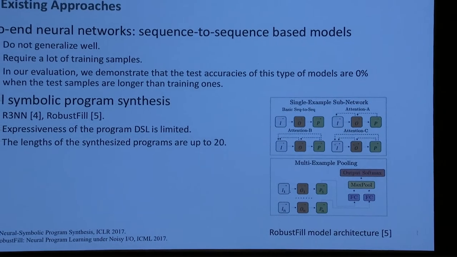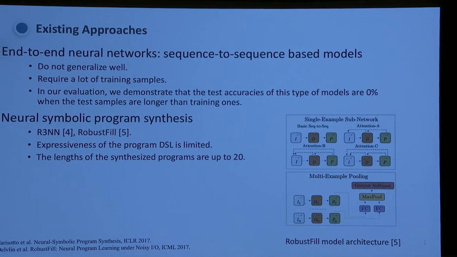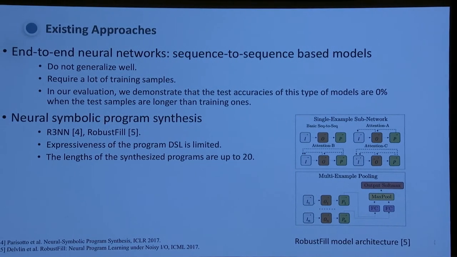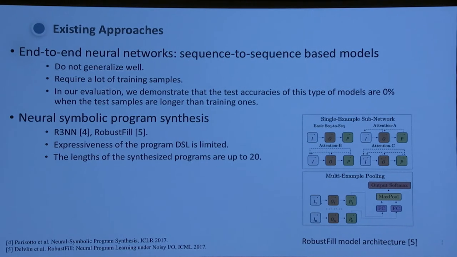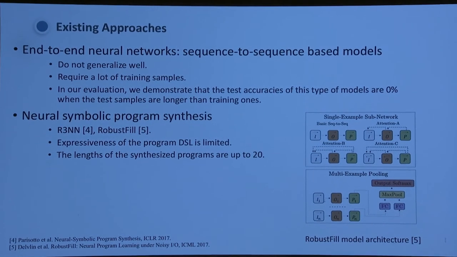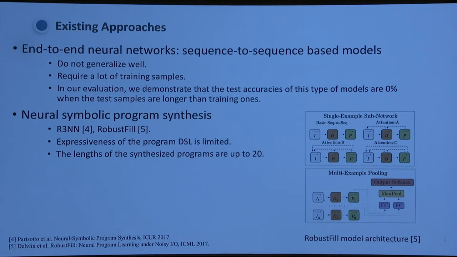Writing parsers manually can be a very tedious task, and can be error-prone. Being able to automatically synthesize parsers can be very helpful, and this is also a much more complex task than the typical program synthesis tasks that the domain has been dealing with. This is also an example illustrating some of the challenges in the existing approaches. For example, with end-to-end neural network based approaches, you can do sequence-to-sequence based models. But especially in our experiments for this type of task, it really doesn't generalize well at all.